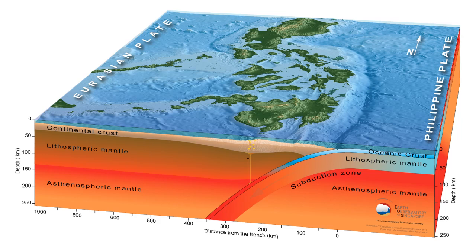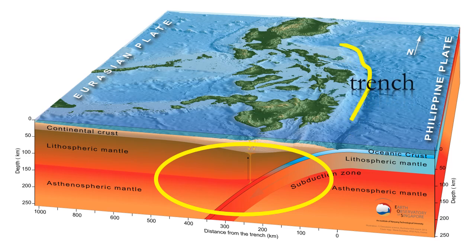The best example for the collision of continental and oceanic crust is the collision of the Eurasian plate and the Philippine plate. The Philippine plate is an oceanic plate. So once it collides with the continental Eurasian plate, it is subducted and the materials from the edge of the Philippine plate rose and formed the Philippine islands. So we have the subduction zone, and on the surface forms the trench.